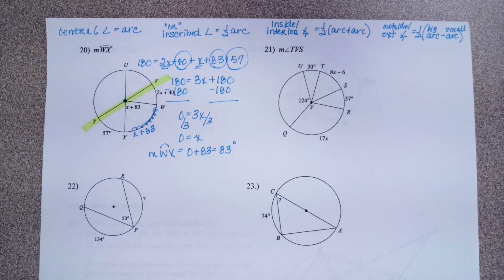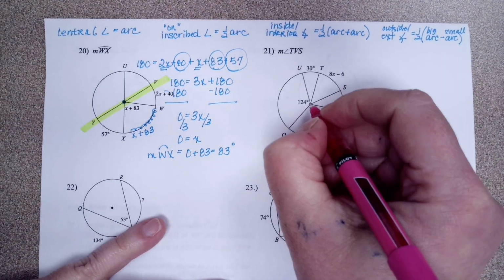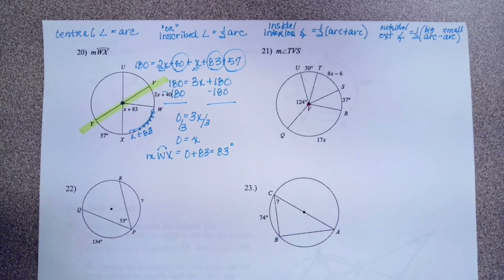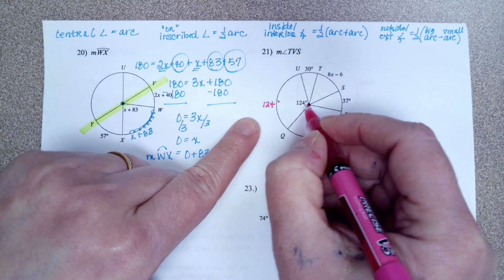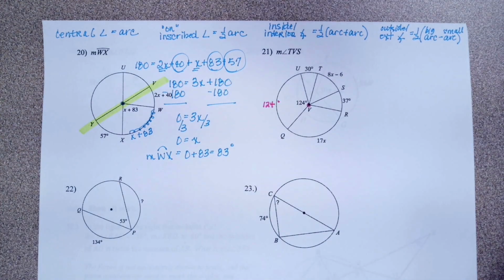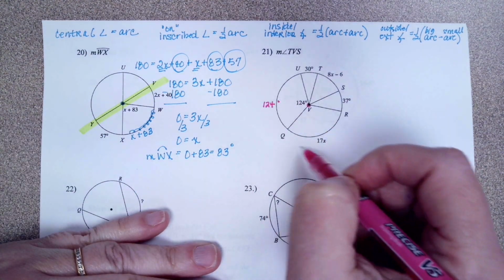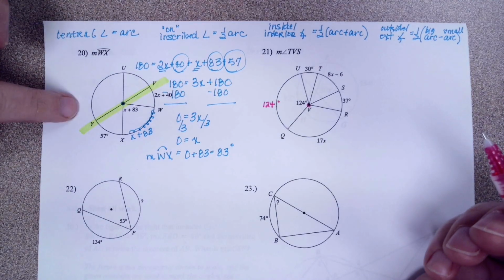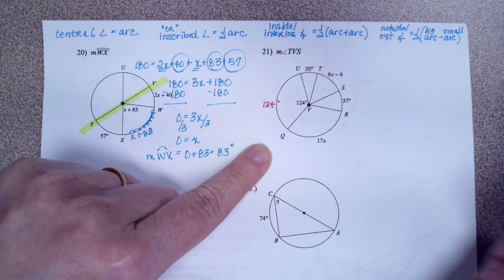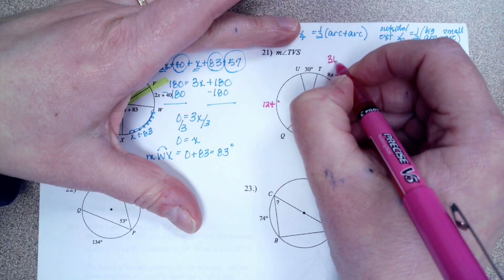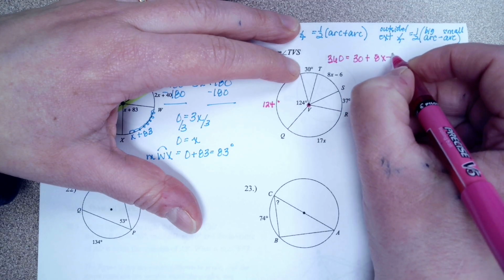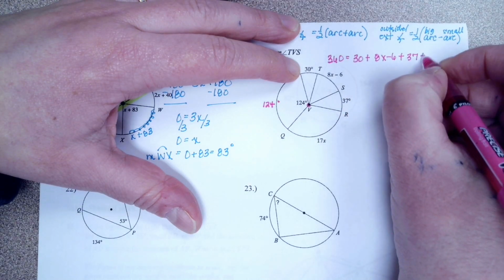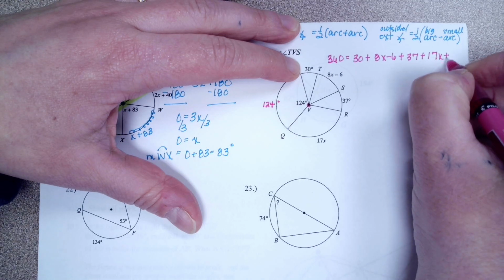All right, the same kind of thing is going to happen on 21. I'm noticing that all of my angles are central angles. They all have a vertex at the center of my circle, which means that if I have an angle, I also have an arc. So that 124 degrees is also the measure of that arc. Now, as I look around my circle, I have measurements for the whole way around. Whereas on 20, I only looked at half, on 21 I'm going to look at the whole thing. So 360 is equal to, if I start up here, 8x minus 6 plus 37 plus 17x plus 124.